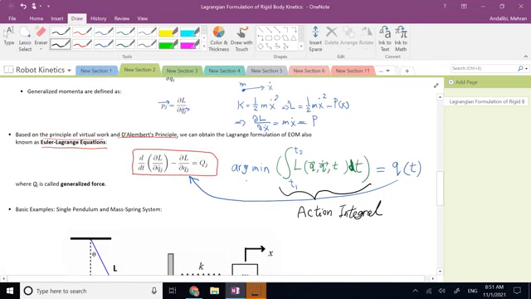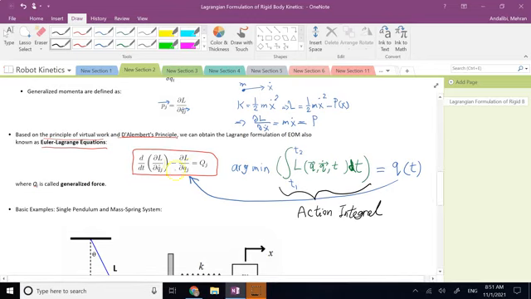So this is, as I said, the set of differential equations, or the equations of motion, that you will get. We call them Euler-Lagrange equations. Derivation of that, if you want, I can do it in a separate video to save on time.